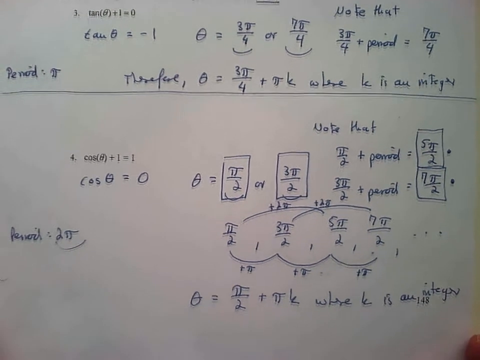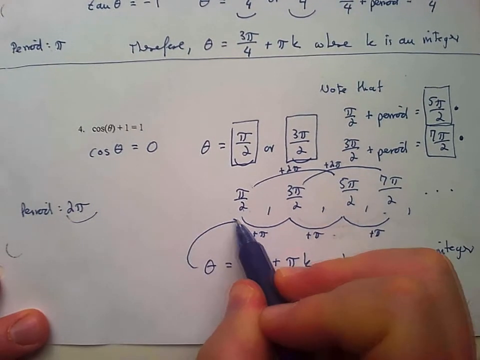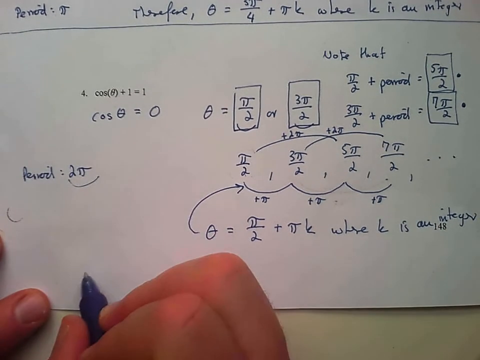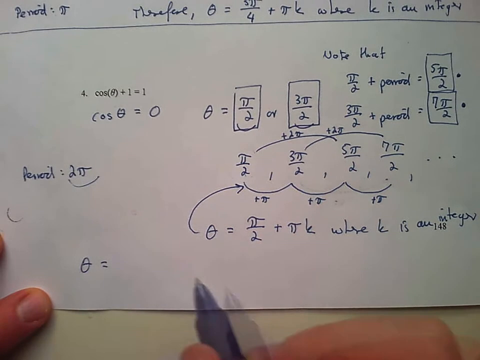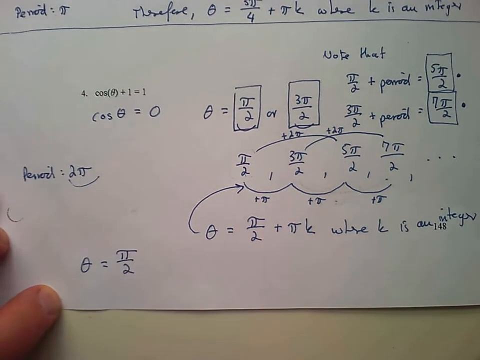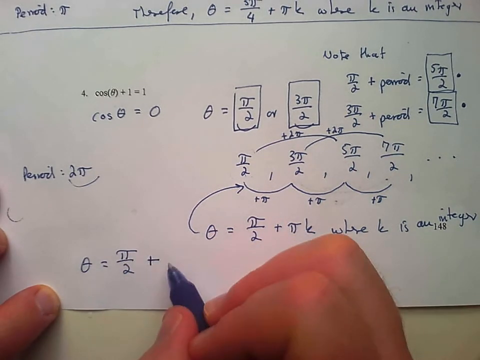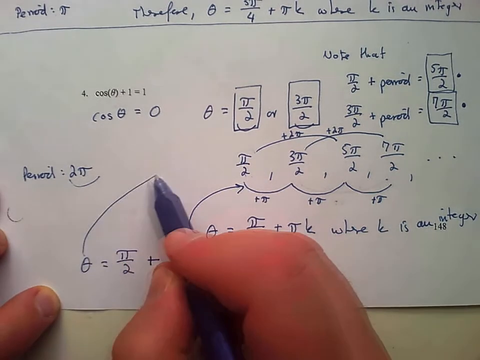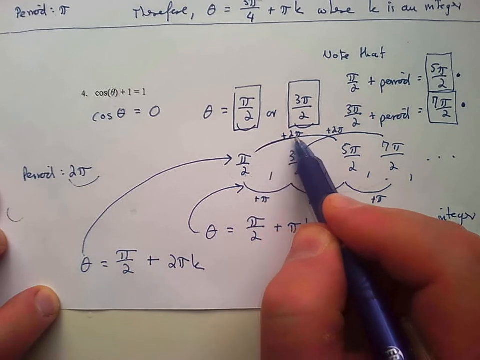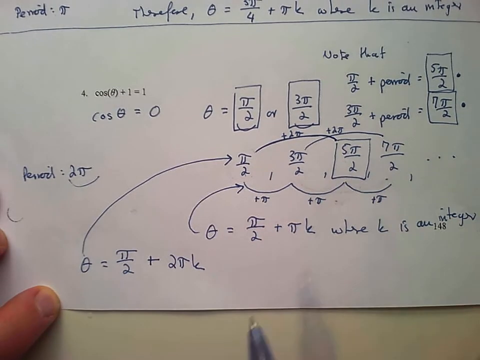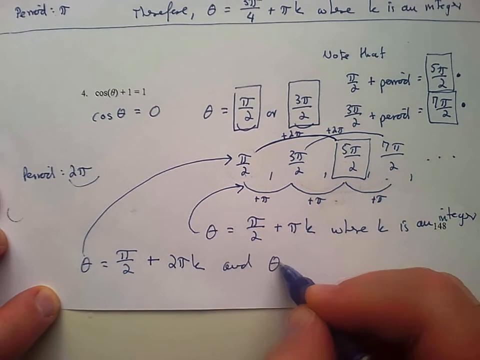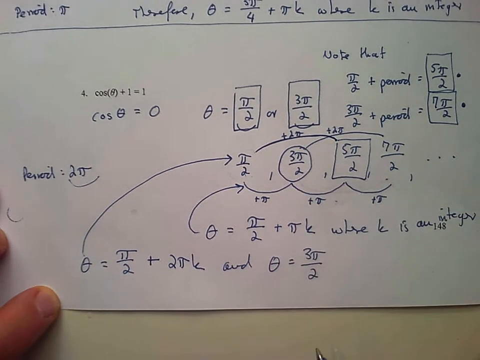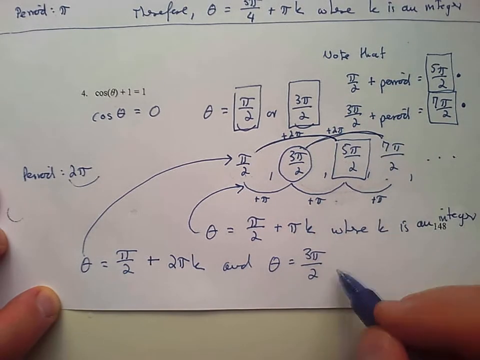Another way that we could write this, so this right here is simply using this portion down here to say we can keep adding pi to it. What we could also say is that theta is equal to pi over 2 plus 2 pi k. So now what we're saying here is that we're going to start off here and add 2 pi k to end up at a solution. And theta is equal to 3 pi over 2. So we're going to start here instead and add 2 pi to it.